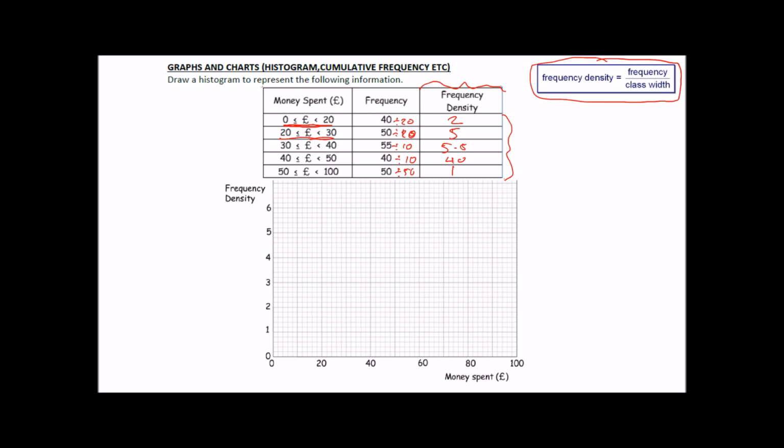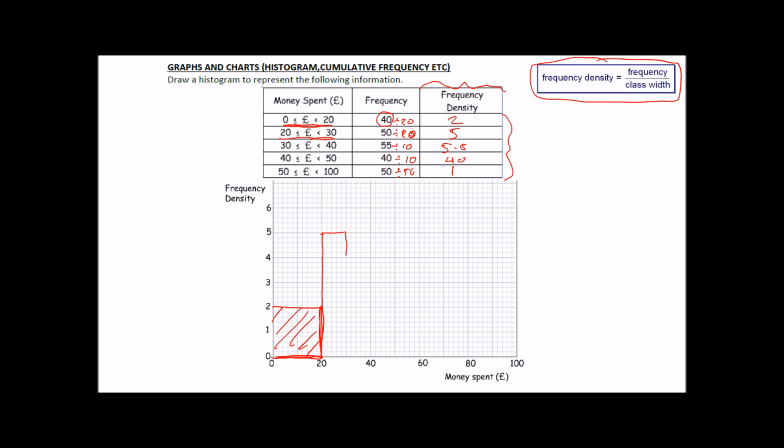So for the first bar, we know that it's between 0 and 20 and has a frequency density of 2. So we draw the bar in there, so that's where the first bar goes. Now, the reason for the frequency density is that the area of that bar would give the frequency. So if it's 20 wide and 2 tall, 20 times 2 gives me 40, and that was the frequency. So a histogram is where the area of the bars gives you the frequency, and that's why we worked out the frequency density.